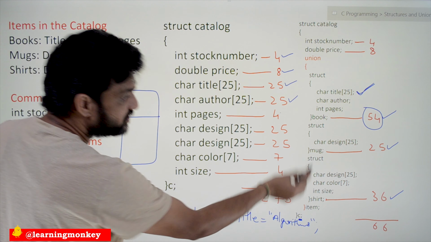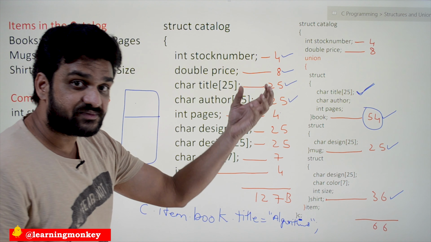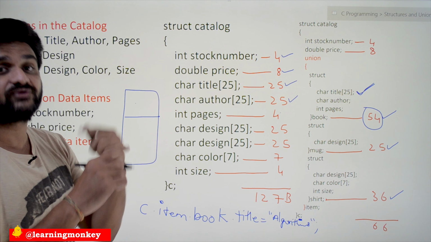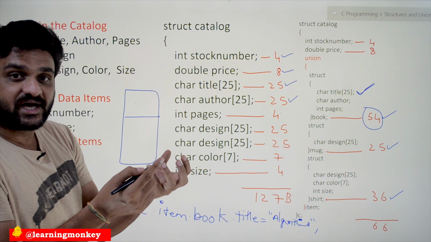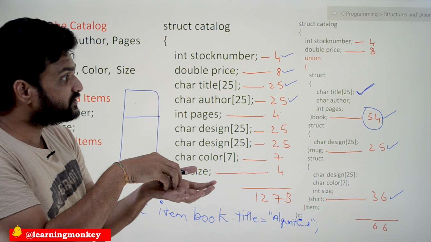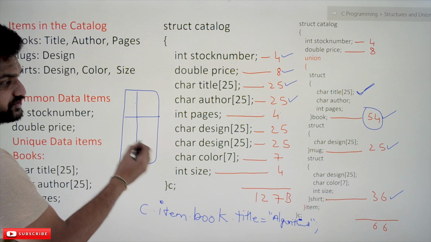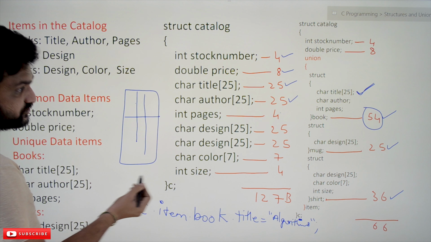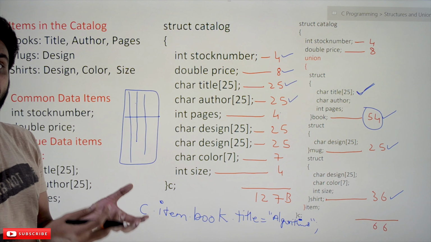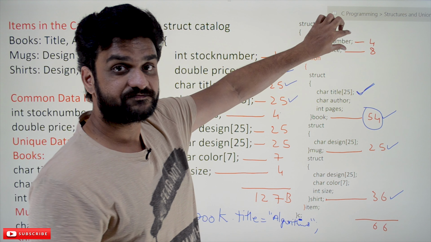As we are using any one of them at any point of time for a given item, the item can be either book or mug or shirt. So this logic you have to understand. The item can be either book, any one, right? Because it is going to be any one, the maximum space allocated is 54. If it is mug means first 25 bytes are used. If it is shirt means first 36 bytes are used. If it is book means all the 54 bytes are used. See here, that is the beauty of unions. We can use them in an efficient way, and these two are common.